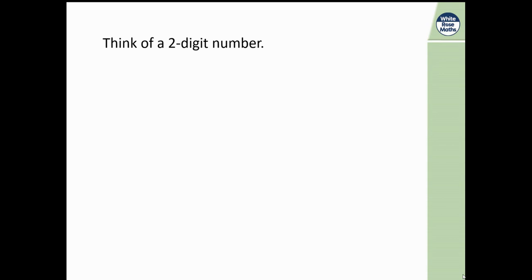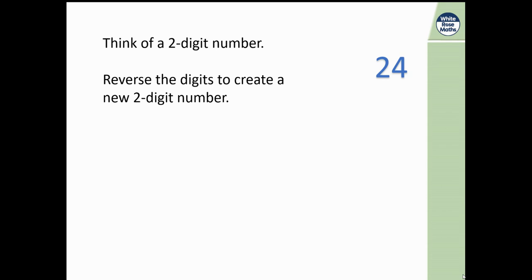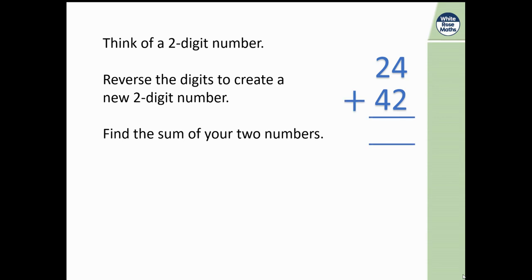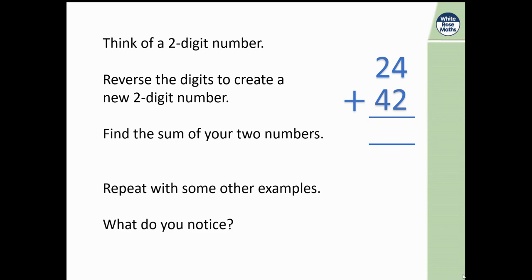Think of a 2-digit number, such as 24, and reverse the digits to create a new 2-digit number. So that means swap them round. In this case, I've made 42. Find the sum of your 2 numbers. Remember, when you find the sum of something, you add them together. So 24 plus 42 is the same as 66, isn't it? So can you try with some other examples, and what do you notice?